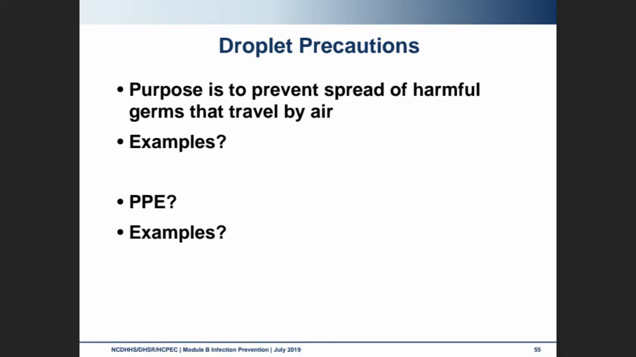Droplets typically don't go any further than 3 feet. And again, they spread when that sick person coughs or sings or sneezes or even just talks. So we're going to, of course, follow standard precautions for this, but now we're going to be wearing our mask as well. Some examples of droplet precautions are influenza, or flu, and whooping cough.